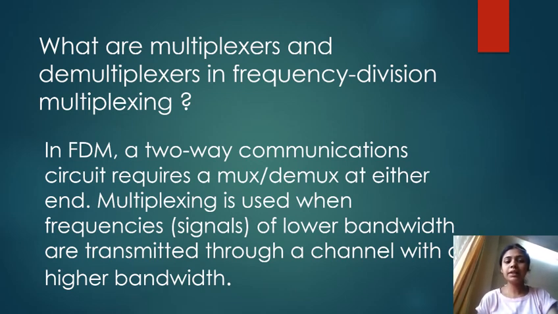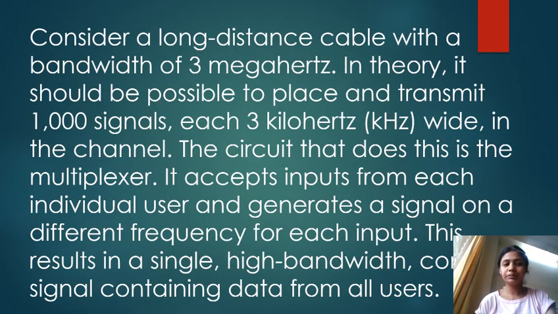A two-way communication circuit requires a multiplexer and demultiplexer at either end. Multiplexing is used when signals of lower bandwidth are transmitted through a channel with a higher bandwidth. Here, consider a long-distance cable with a bandwidth of 3 MHz. In theory, it should be possible to place and transmit 1,000 signals, each 3 kHz wide, in the channel.